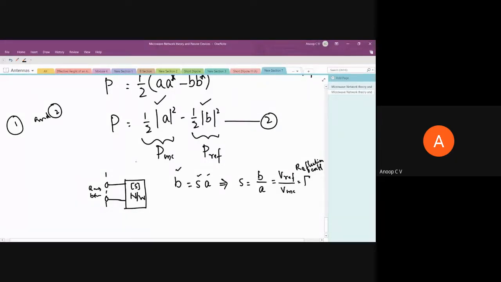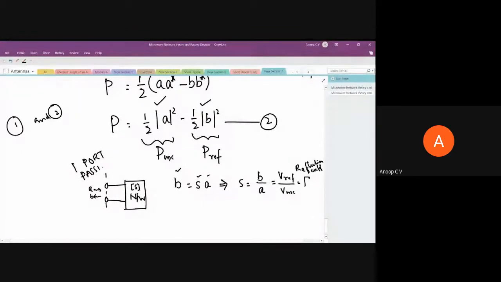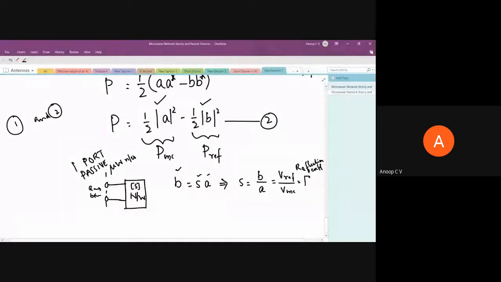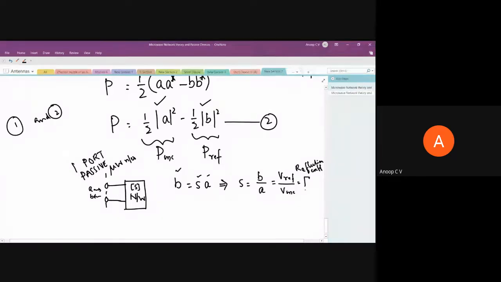So this is for a one port passive microwave network. A typical example can be a transmission line terminated at some load ZL. Some power is incident. If it is perfectly matched, no reflection, the reflection coefficient is 0. Why? Because if it is perfectly matched, B will be 0, so S also will be 0.